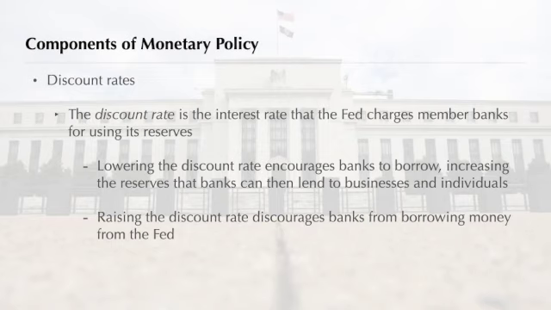A second major component of the Fed's monetary policy is the discount rate, the interest rate that the Fed charges member banks for the use of its reserves. It adjusts the discount rate to encourage or discourage borrowing. The Fed extends short-term loans to commercial banks to help them maintain sufficient cash reserves. Banks generally attempt to borrow from the Fed only after they have exhausted all other methods of meeting their temporary cash shortfalls. Lowering the discount rate encourages banks to borrow, increasing the reserves that banks can in turn loan to businesses and individuals. Conversely, increasing the discount rate discourages banks from borrowing from the Fed.